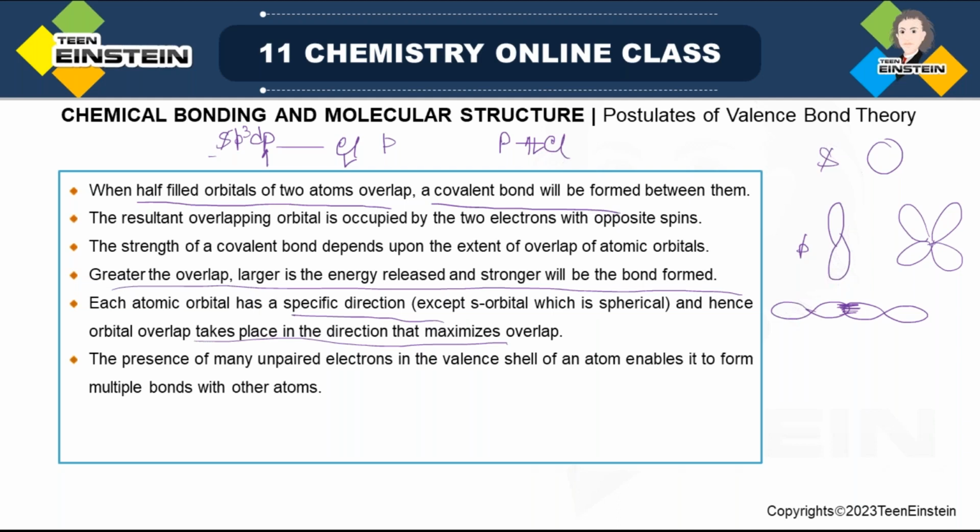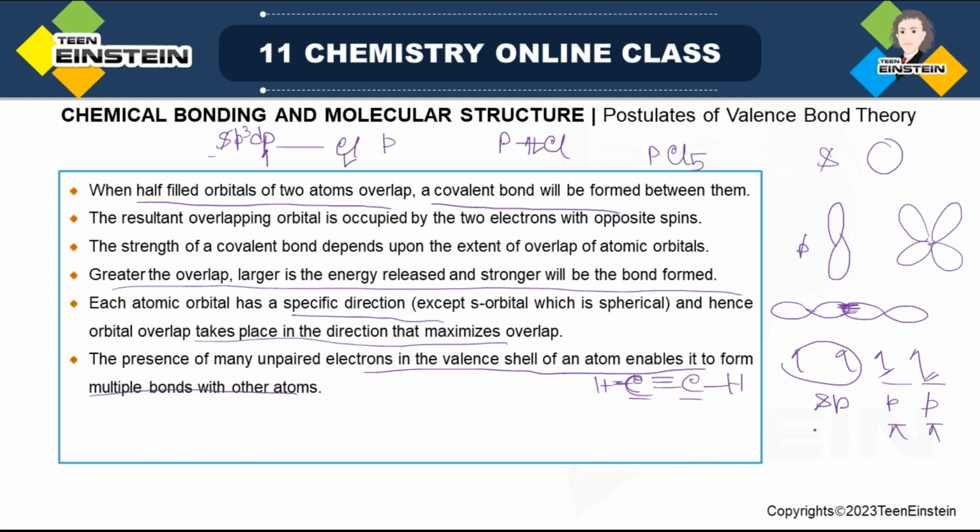The presence of many unpaired electrons in the valence shell of an atom enables it to form multiple bonds with other atoms. So just take the example of PCl5. You have a total of 5 phosphorus-chlorine bonds. Or if you are considering any double bond or triple bond, just take the example of acetylene, where we have seen multiple bonds between 2 carbon atoms. In this case, carbon has a total of 4 unpaired electrons, and out of these 4, 2 are involved in sp hybridization. These 2 are pure p orbitals. But whether these 4 unpaired electrons are in hybrid orbitals or pure p orbitals, these 2 are forming pi bonds, and these 2 sp are forming sigma bonds. So when there are many unpaired electrons, in this case 4 unpaired electrons in the valence shell, it enables this atom to form multiple bonds with other atoms.